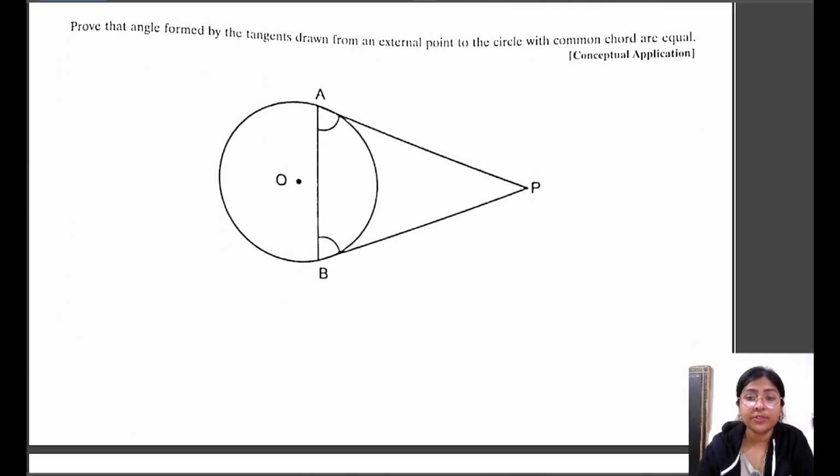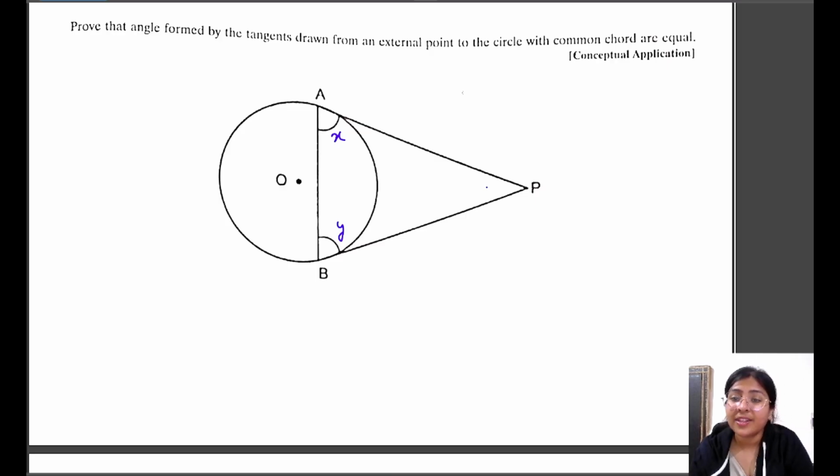Yes, read the question carefully. Prove that the angles formed by the tangents drawn from an external point. P is an external point. We need to prove that the angles formed by the tangents, it can be this as well as this. But at what point? Prove that the angles formed by the tangents drawn from an external point to a circle with the chord, means they are talking about these two angles. Let these two angles be different. We need to prove these two angles are equal to each other.